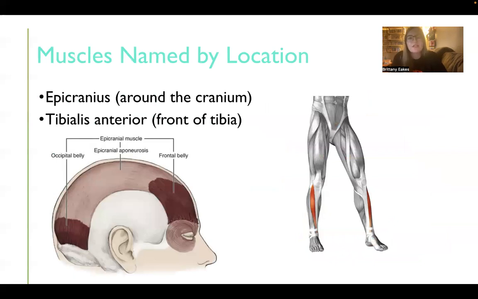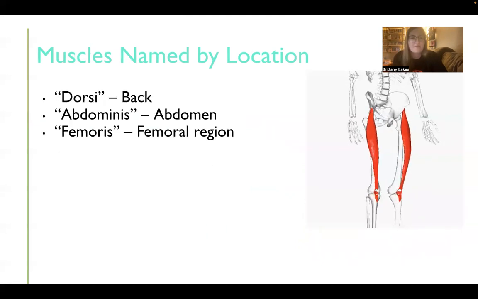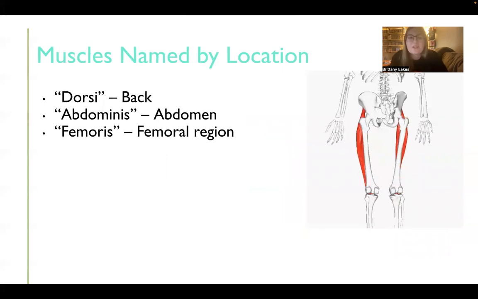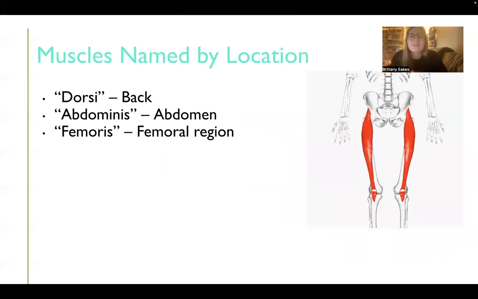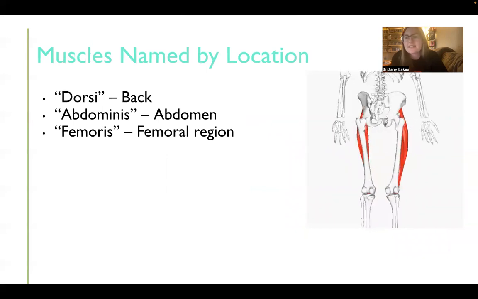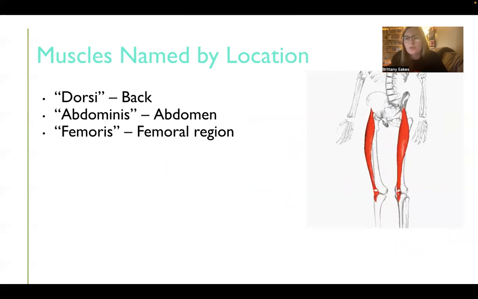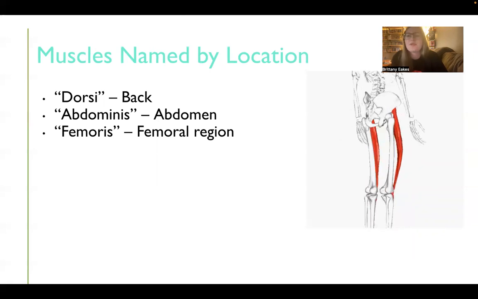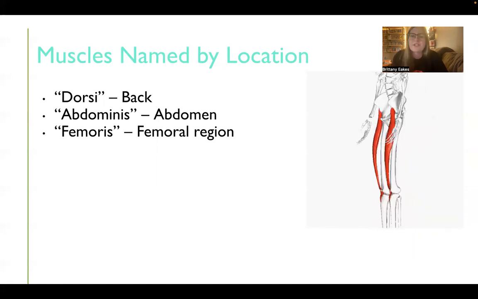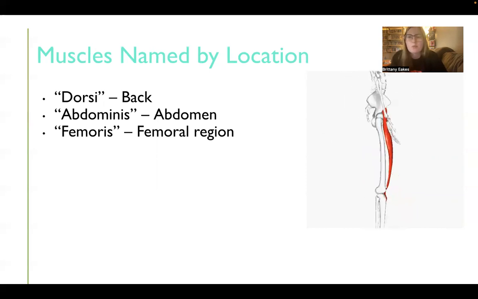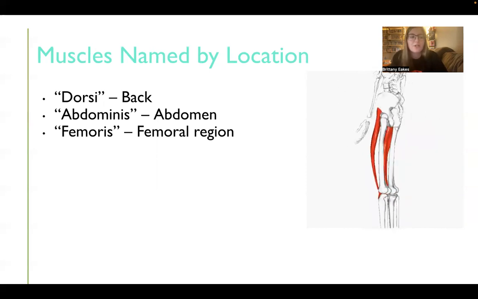Muscles named by location, a few examples: you can think of the epicranius, which means around the cranium, or the tibialis anterior, anterior meaning towards the front, so it's in front of the tibia. If you see dorsi, it means towards the back, typically like latissimus dorsi, a very large wide muscle of the back. If you see abdominis, it's referring to the abdominal region. You see femoris, it's in the femoral region. So we're just playing word association.